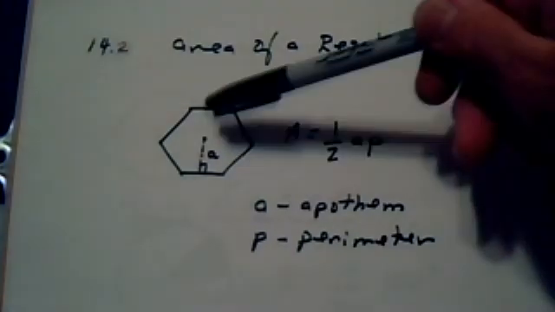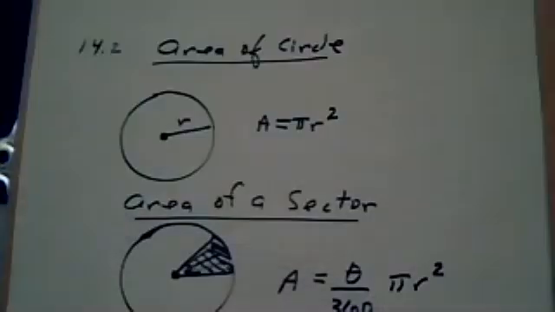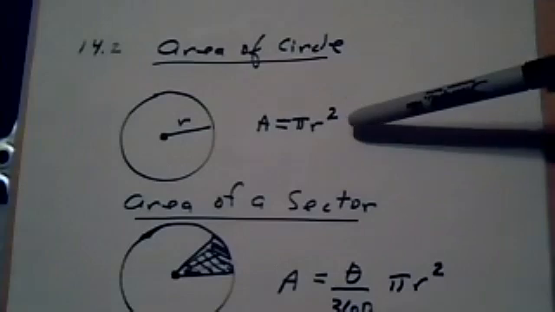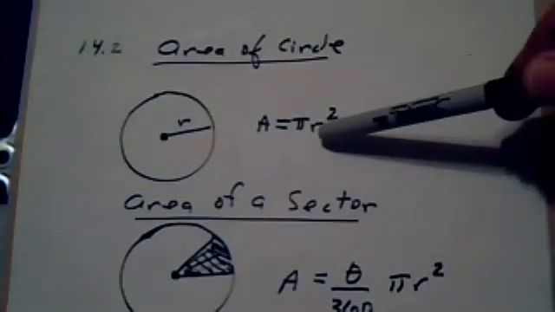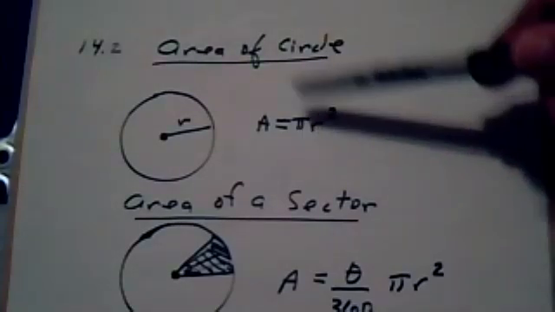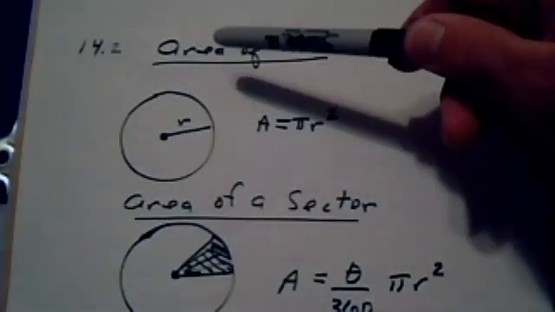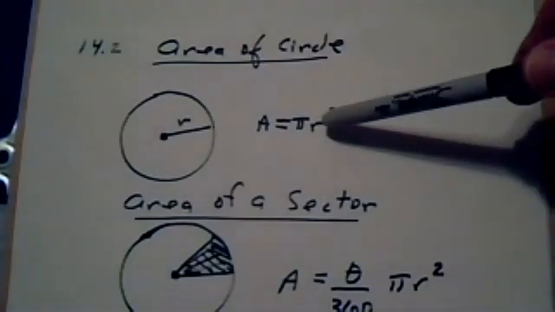Now we have the area of a circle. This is the formula for the area of a circle. All you need is to know the radius. The pi is part of the formula. So if you know the radius of the circle, then all you have to do is square the radius and multiply it times the pi. So if you know the radius, you can find the area of a circle.